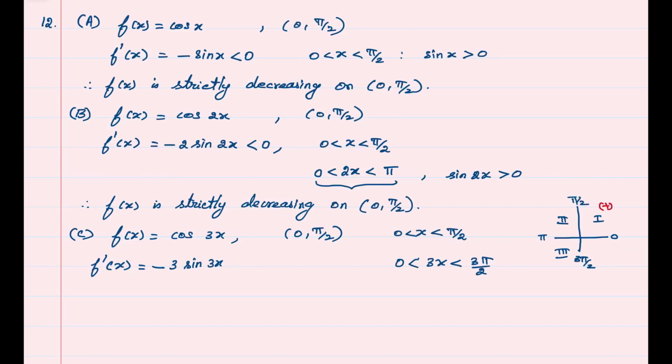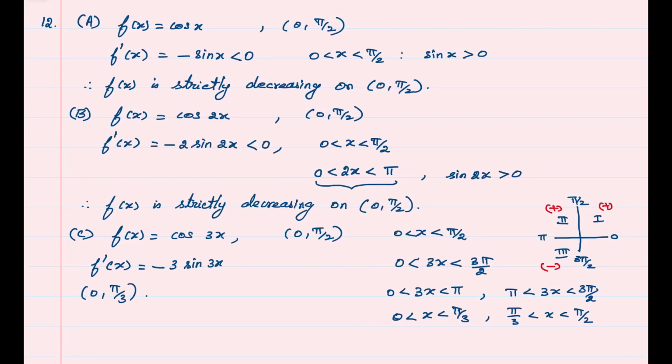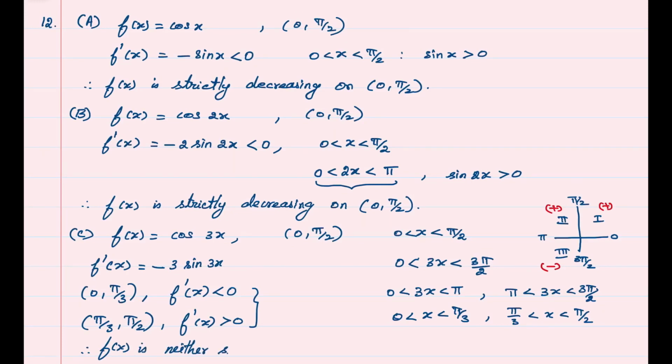We know that in the first quadrant sin is positive, in the second quadrant also sin is positive, but in the third quadrant it is negative. That is, 0 less than 3x less than pi, sin 3x will be positive, and in the interval pi less than 3x less than 3 pi by 2, sin 3x is negative. Let us divide by 3. Therefore, in the interval 0 to pi by 3, f dash of x is negative, and in the interval pi by 3 to pi by 2, f dash of x will be positive because of that minus sign, minus 3. So, combining these two intervals, we can say that f of x is neither strictly increasing nor strictly decreasing on 0 to pi by 2.